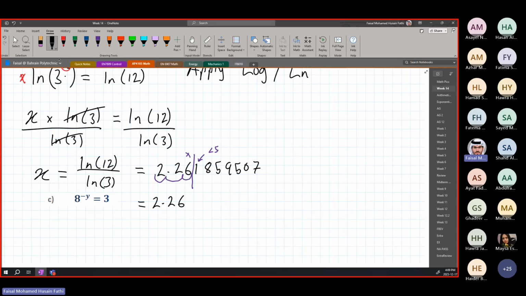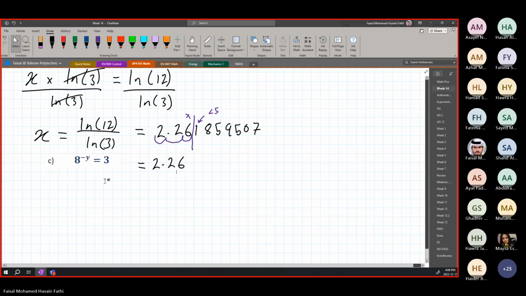3 significant figures, not 3 decimal places. Remember the difference. Significant figures means all of the numbers that are there should be 3 in total. Decimal places means how many numbers after the decimal point. Keep that in mind.